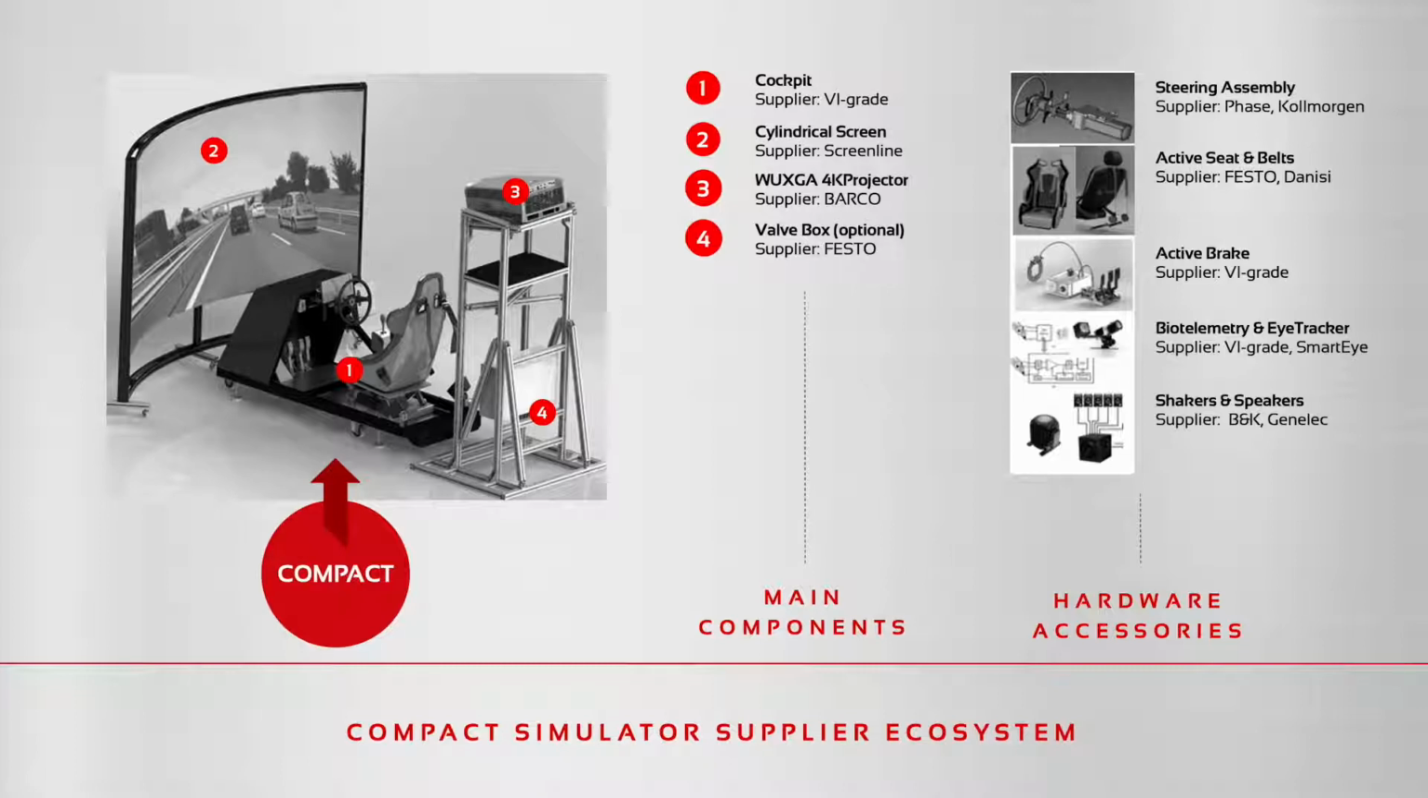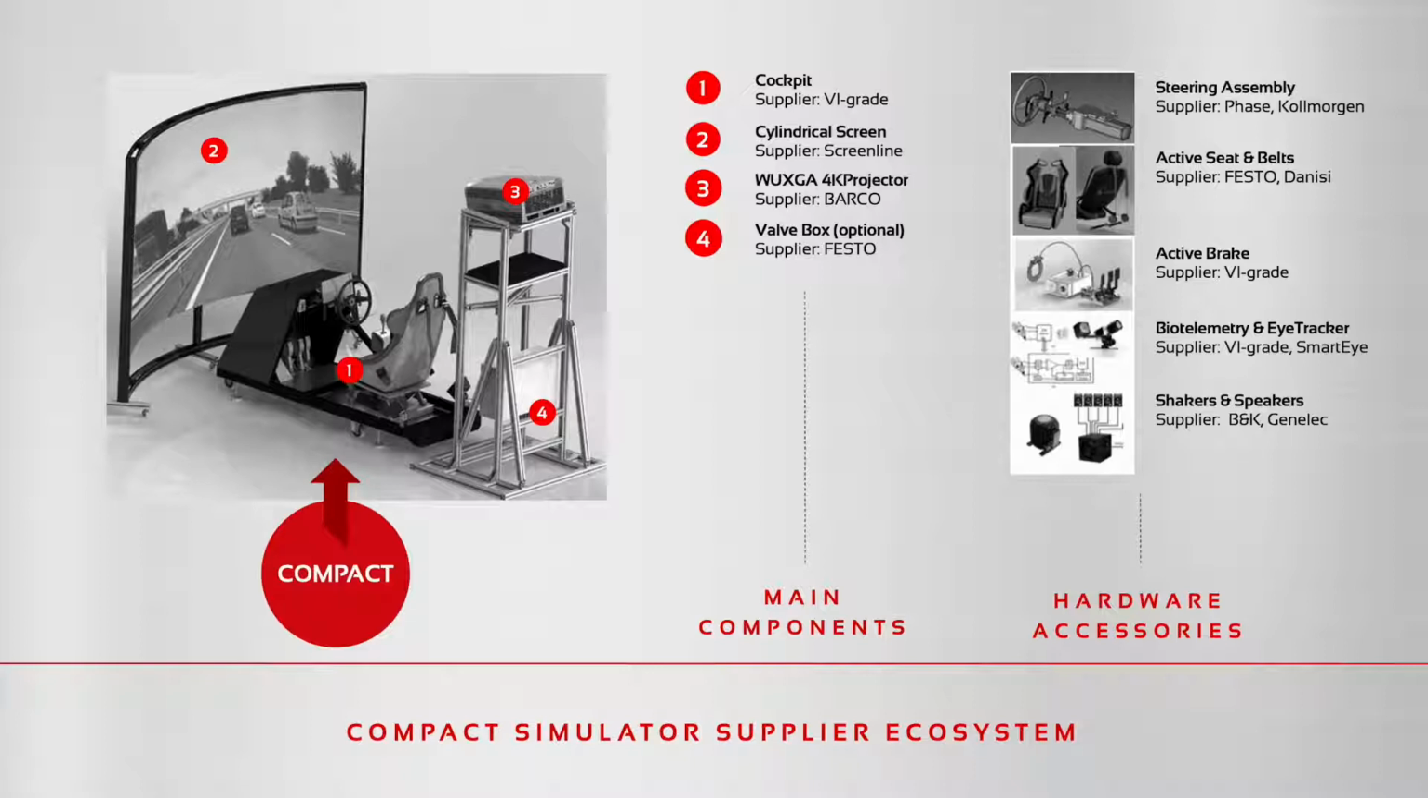So if we jump a little more into the details of the different setups, if we go back to the compact simulator, you can see that first you have the cockpit, with either a racing or a passenger seat, a full cylindrical screen for a wider field of view, a 4K projector for the image, and the valve box is optional.